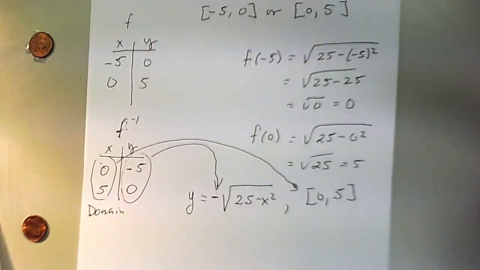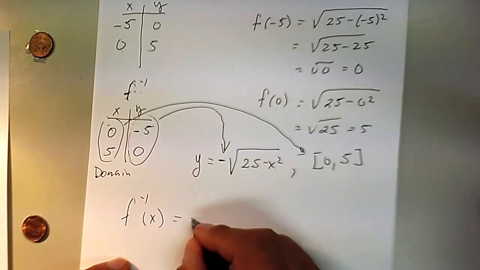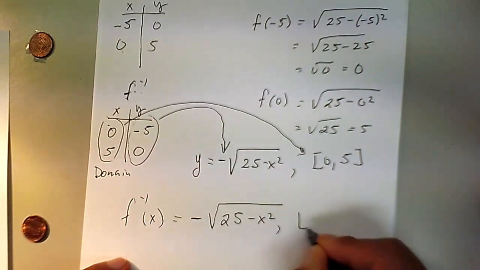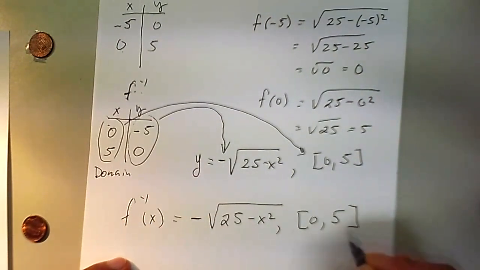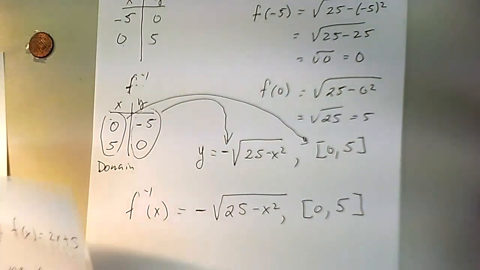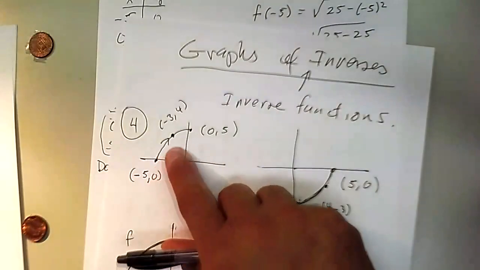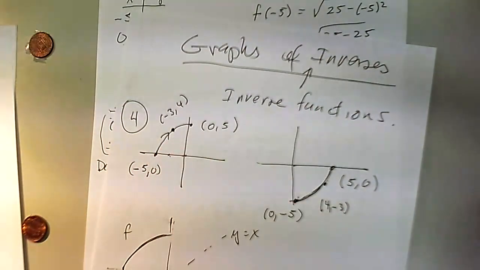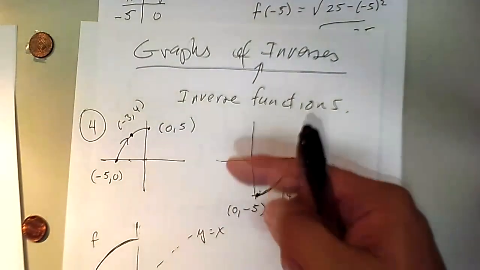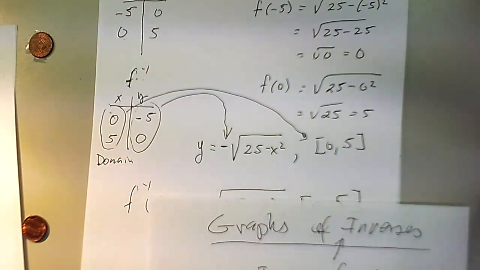So now we have made the decision that the inverse is negative of square root of 25 minus x squared, from 0 to 5, which is 100% consistent with example 4. Example 4 is this. That was our original function. The inverse goes from 0 to 5 in the input, but we do the bottom, which means we are doing this.